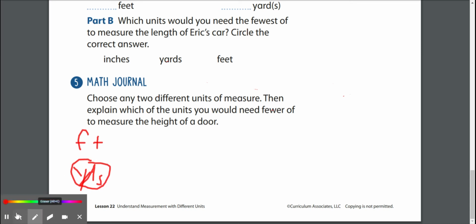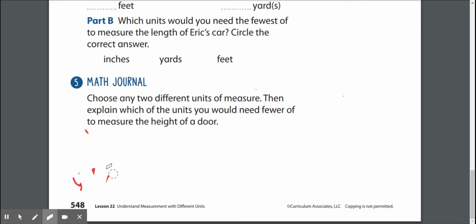So boys and girls, great job. Please make sure you are really annotating and thinking about the question. And if you have any questions, Mrs. Dominowski and I are here. Make sure you remember to explain your thinking when you are completing your math assignment for today.